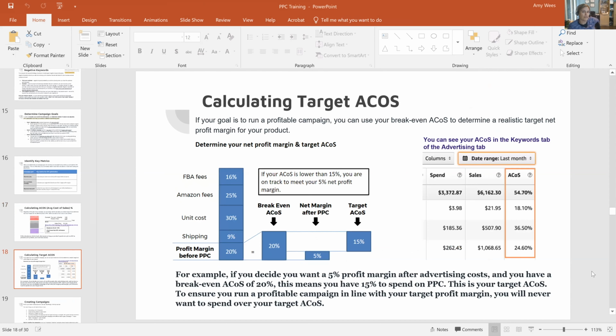So that's pretty much it. You just want to make sure that when you get into manual campaigns, you're checking your ACOS, and you're looking for an ACOS lower than your profit margin. If it's higher than your profit margin on your manual campaigns, you're essentially losing money on that product. You're essentially paying Amazon to sell your product.